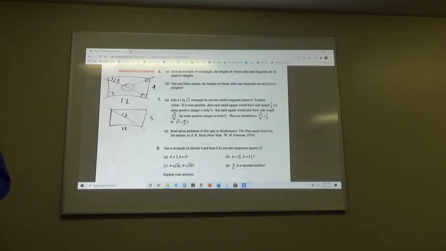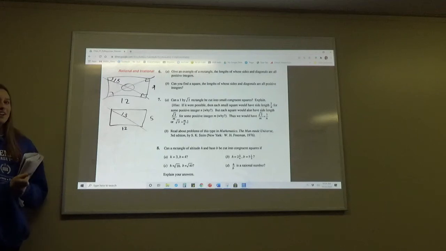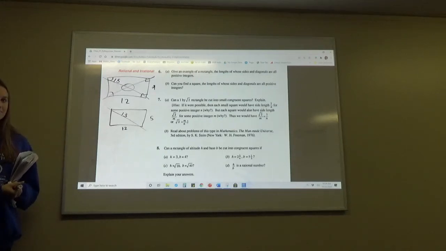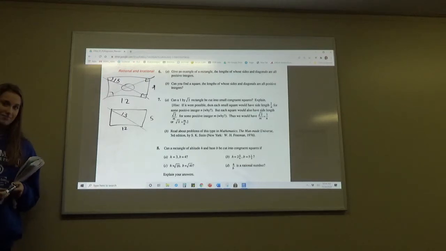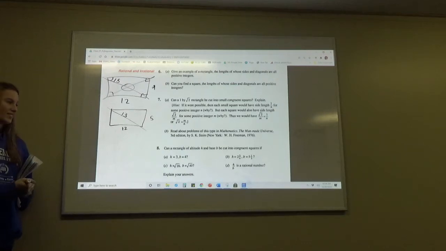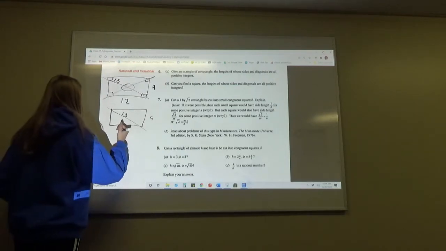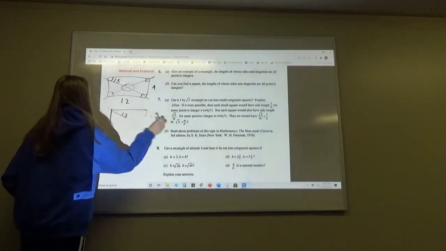All right. So what you have to find is a squared plus a squared equals c squared. Okay. Draw a rectangle. I should draw a square.